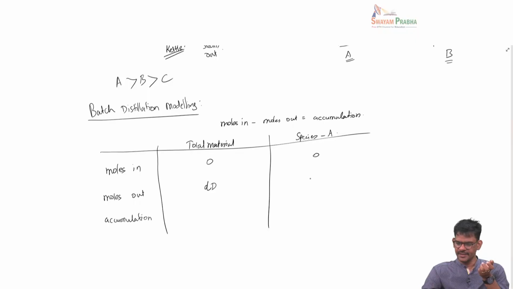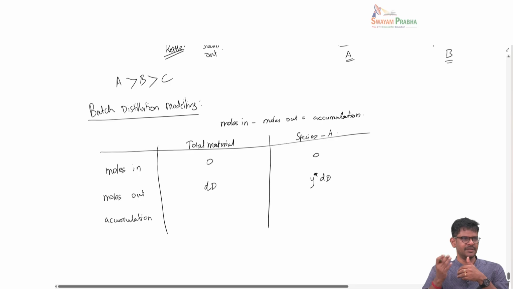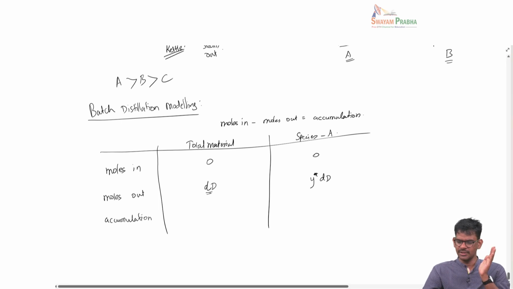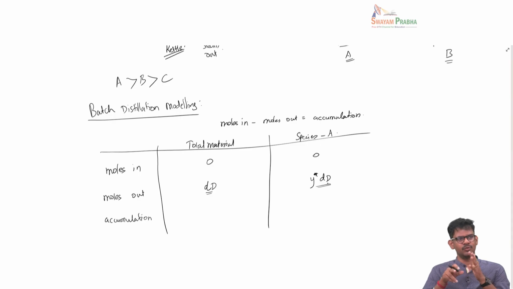So the amount of species that is removed from the system because we are collecting the vapor would be y star times dD. y star is the equilibrium mole fraction of the vapor corresponding to the dew point. dD is the number of moles of vapor we created, so dD is a total mole. y star times dD would be the total moles of A in the vapor. 1 minus y star times dD would be the corresponding species B.